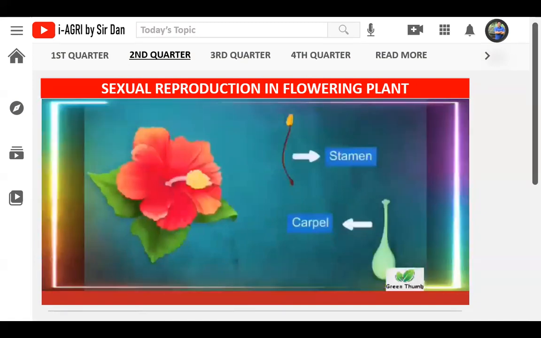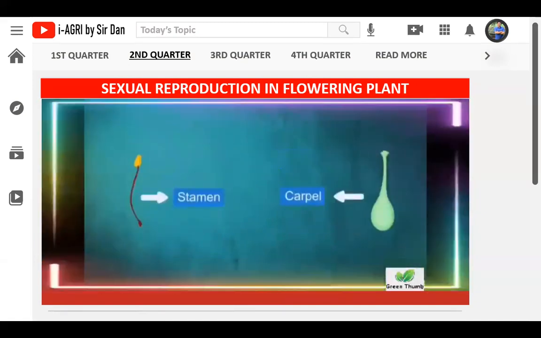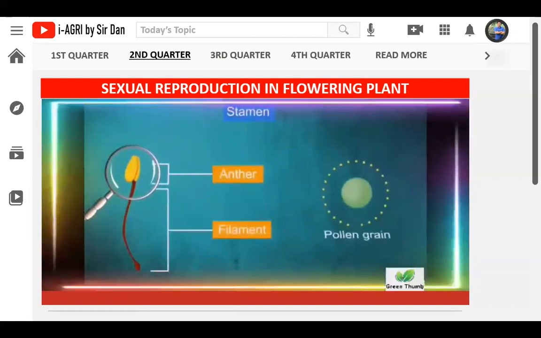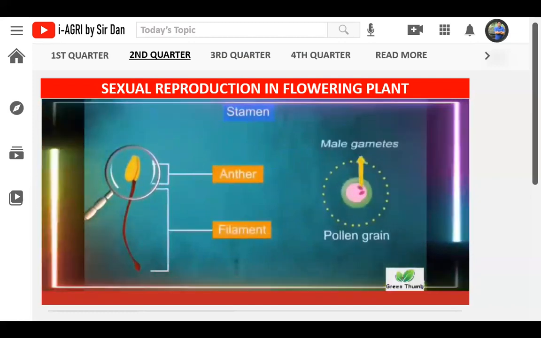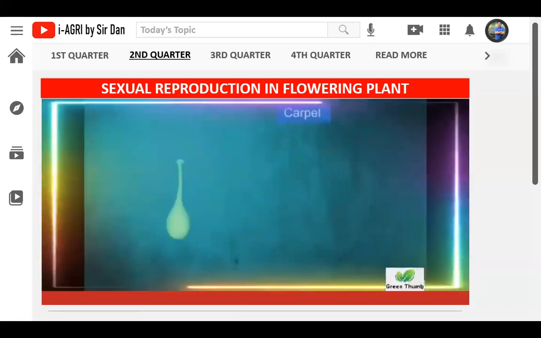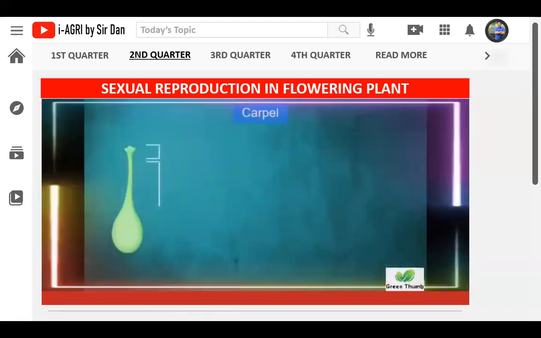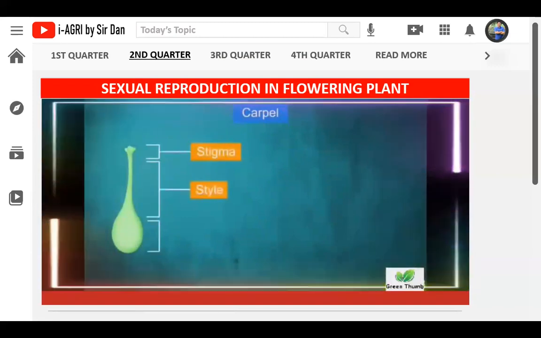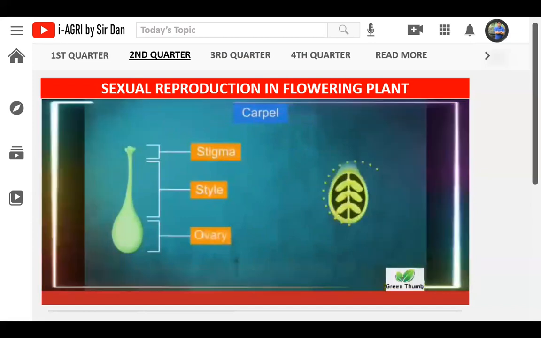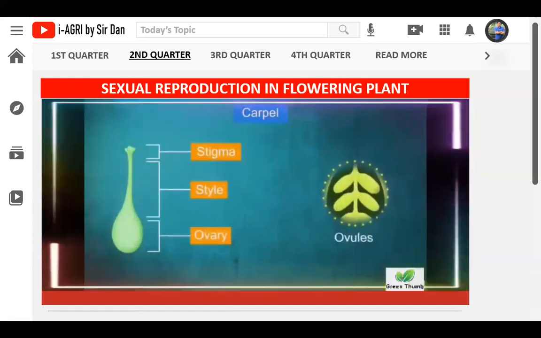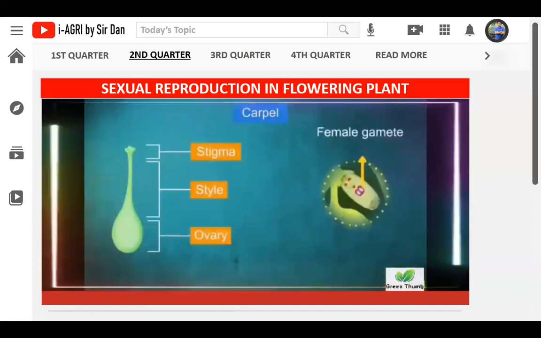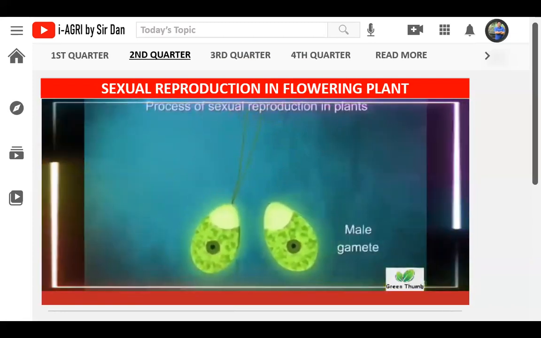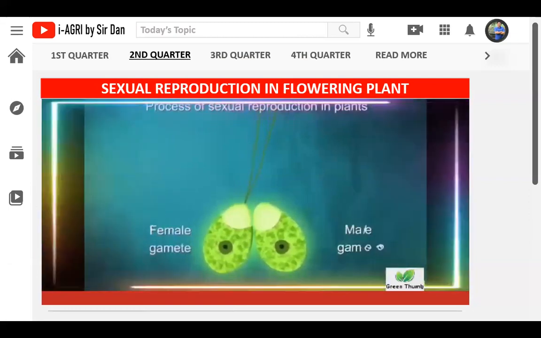Now let us know about the different parts that make up a stamen and a carpel. A stamen is made of two main parts, anther and filament. The anther produces pollen grains. It is the pollen grain that contains the male gametes. A carpel, on the other hand, is made up of three parts. The terminal part is called the stigma. The middle elongated part is the style, and the swollen bottom part is the ovary. Inside the ovary, ovules are present. It is the ovule that has the female gamete called the egg cell. For sexual reproduction to take place, a male gamete is to be fused with a female gamete, thereby forming a zygote.